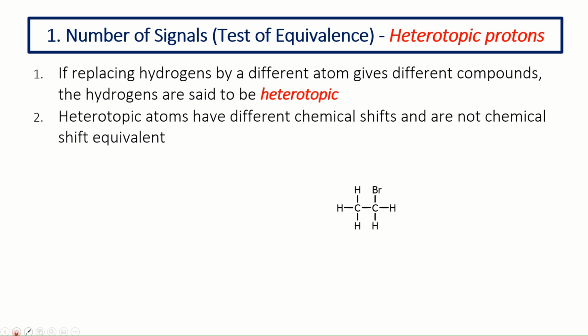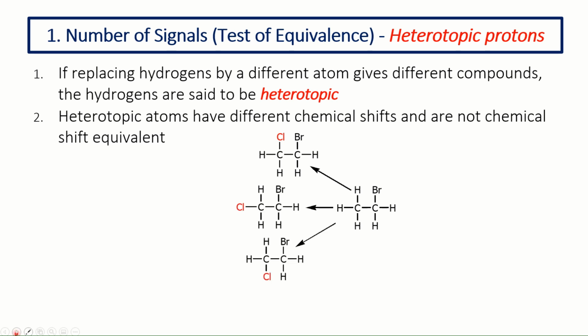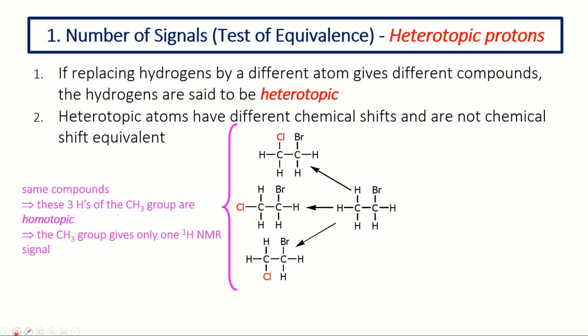Herein, we're looking at bromoethane. And look closely, because now, if replacing hydrogens we end up with different compounds, then we say these protons are heterotopic. So herein, I'm replacing one of those hydrogens with chlorine. At the present moment, you can see that those 3 protons on the left-hand side in that methyl are homotopic, so they should give you 1 proton signal.